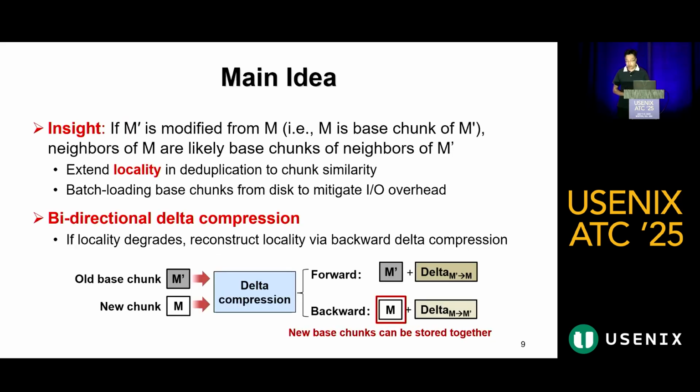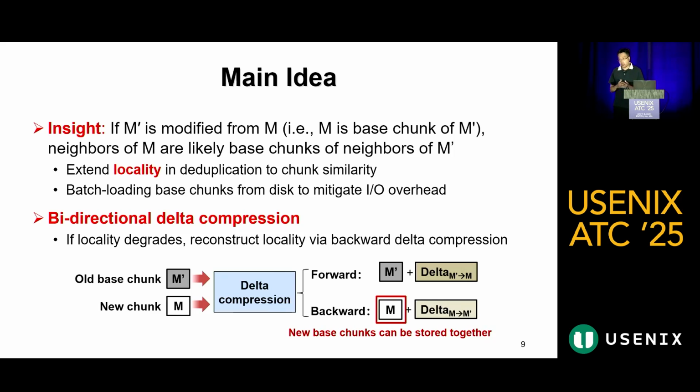The main idea here is that when you modify the chunk M into M prime, we use M as the base chunk, and we delta compress M prime with respect to the base chunk M. Then we find that the neighbors of M are also likely the base chunks of the neighbors of M prime. The idea is when you update a chunk, usually you will update multiple chunks within the same region. So in this case, the base chunks will also be clustered together, and this idea is what we call locality.